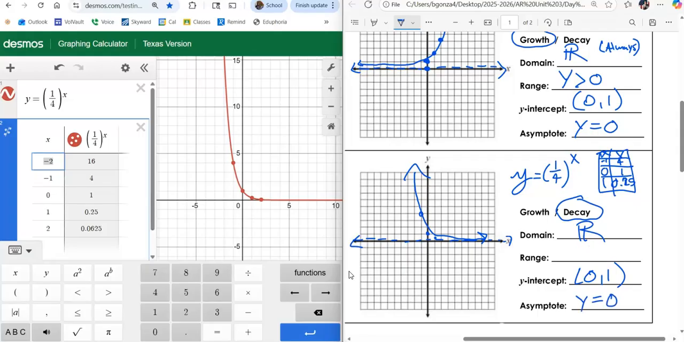The range is not done yet. Let's do the range. Is it above or below 0? Above, so it's going to be greater than 0. Because it never touches the x-axis, it's never equal to 0. If it's above 0, it's always going to be greater than. If it's below 0, it's going to be less than.